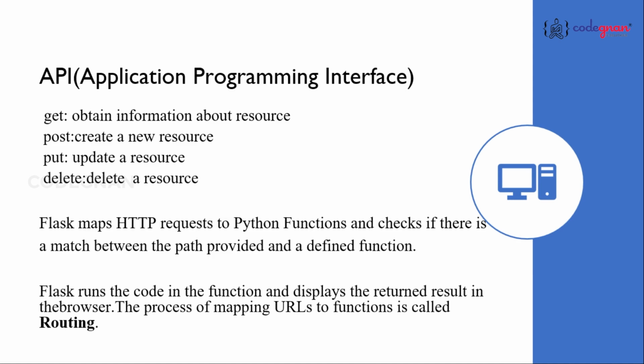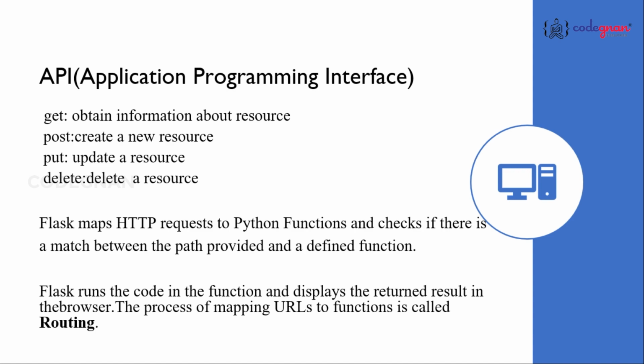So we just need to understand how do we obtain information about a particular resource, how do we create a new resource, how do we update a resource, how do we delete it. These four operations are generally called CRUD. We'll be understanding how do we first install Flask and how do we generally run the application by using Flask.